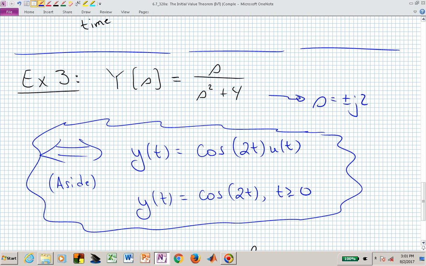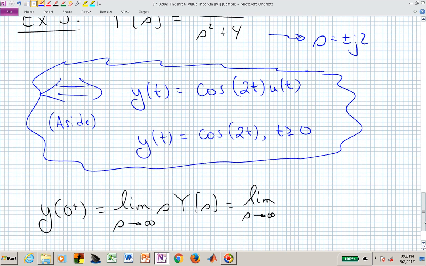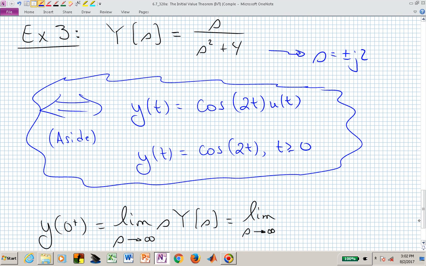Now we just have to remember a little bit of trig. Cosine of 0 is 1. So hopefully the initial value theorem will allow us to conclude that y at time 0 plus is actually equal to 1. Let's see if we can make that connection. Y at 0 plus is the limit as s goes to infinity of s times Y of s, but that's now the limit of s squared over s squared plus 4.